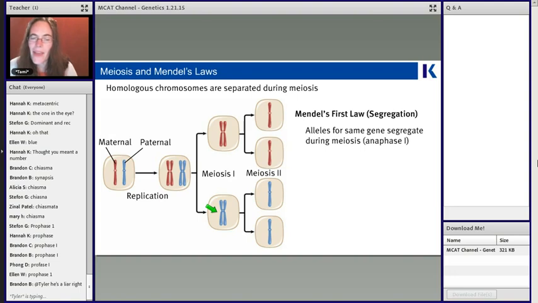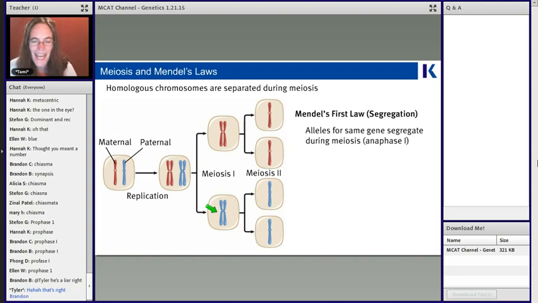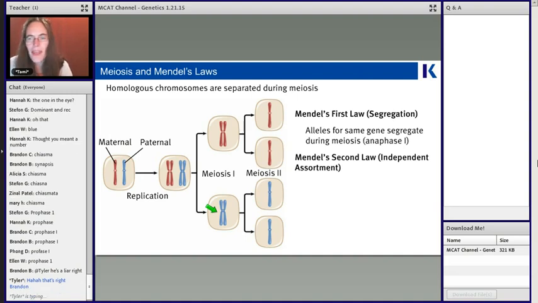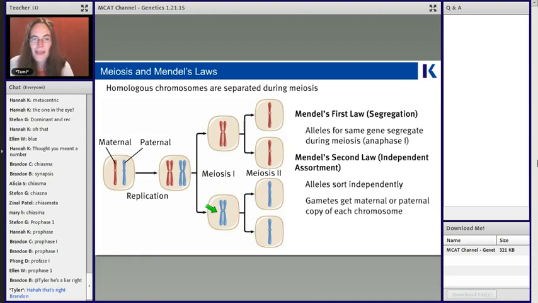All right, and then yes, you are correct, Brandon, he was a little bit of a liar. And here's why. It's not that he really lied, it's that he didn't quite understand when he was talking about the second law. The second law says that alleles all assort independently. The gametes have each copy, and what it means is that the allele for one thing does not affect the allele for another thing. Each allele is separate.